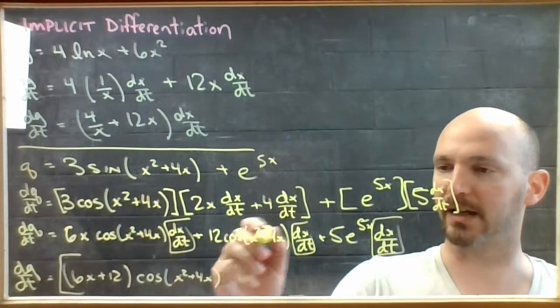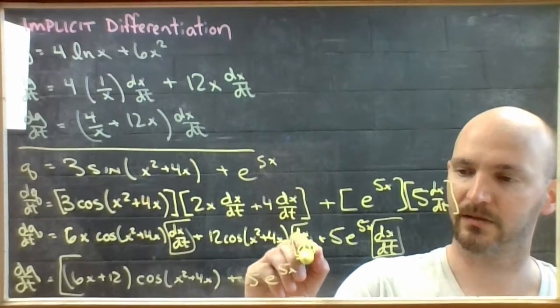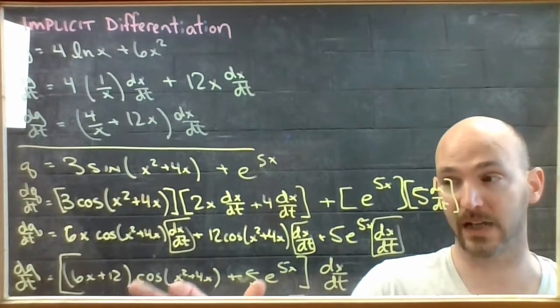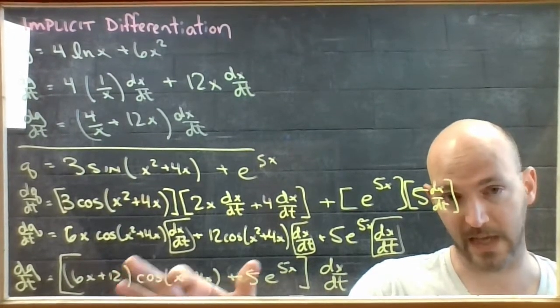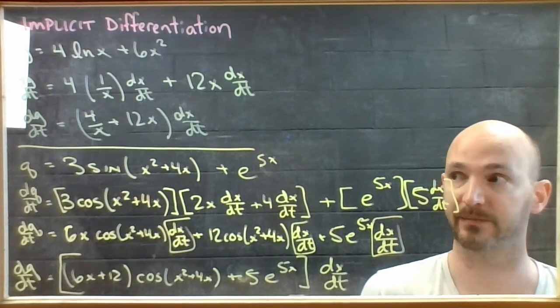all in the great big bracket. Plus 5e to the 5x dx dt. And again, I could have done dq dx multiplied by dx dt, and I would have just had my answer.